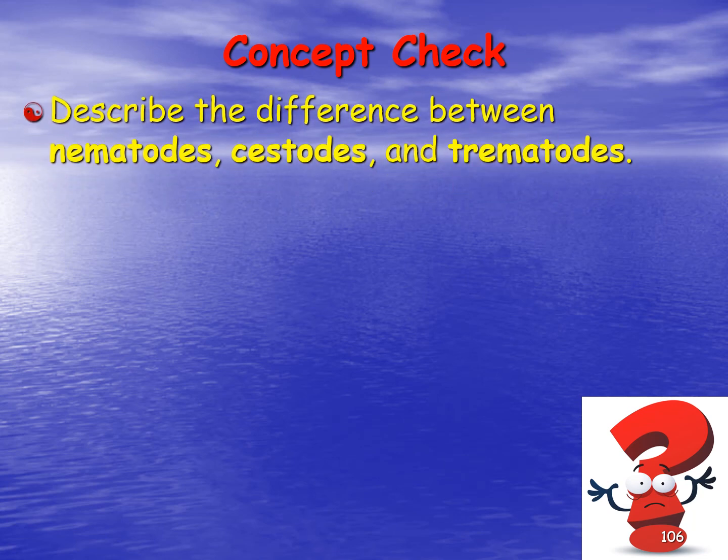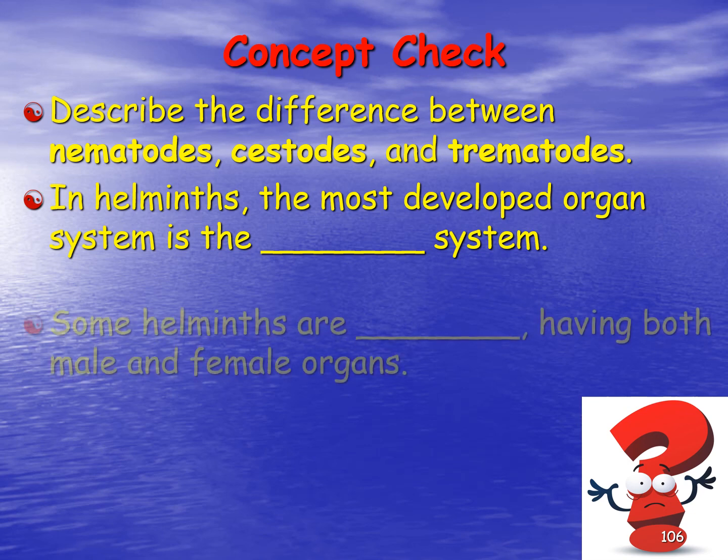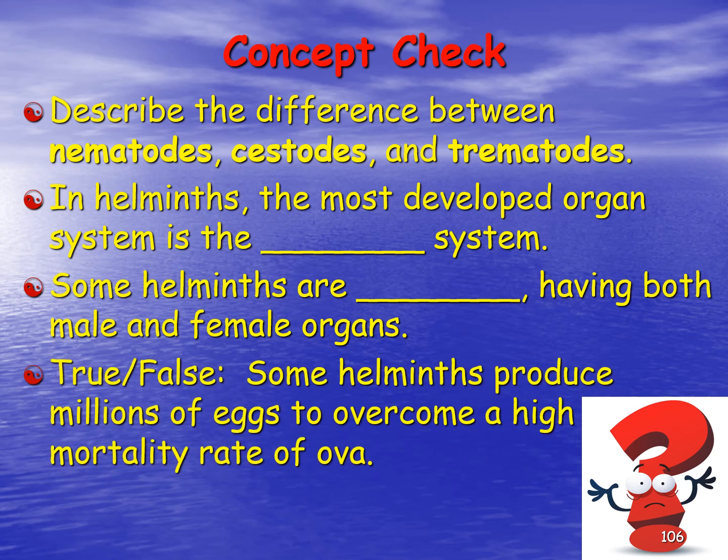So, last concept check. Describe the differences between nematodes, cestodes, and trematodes. In helminths, what is the most developed organ system that is primarily seen? Some helminths are what, having both male and female? And then what are the ones called that have only a single sex or have both sex organs in one organism? True or false? Some helminths produce millions of eggs to overcome a high mortality rate of ova.